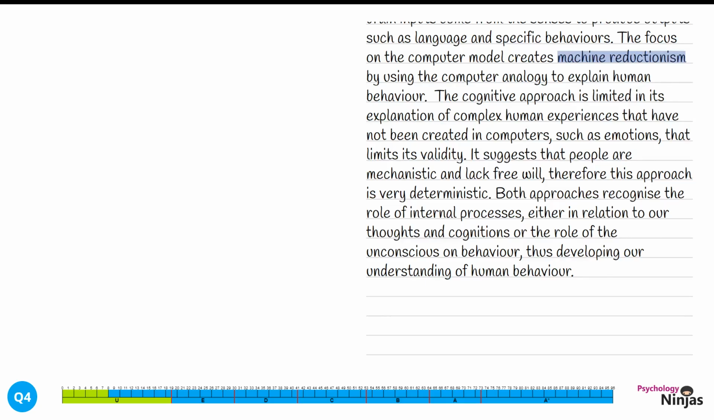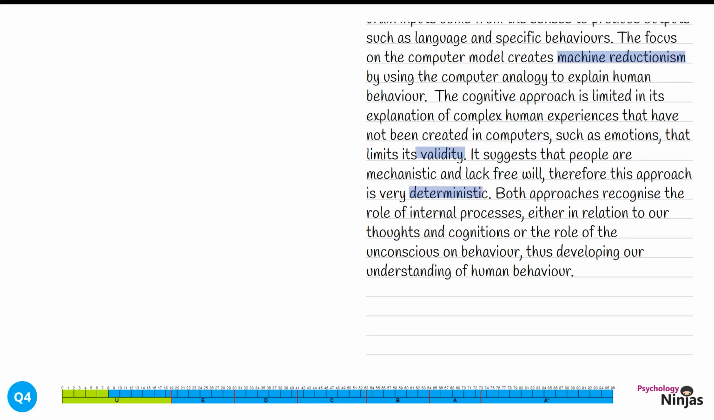Both approaches recognise the role of internal processes, either in relation to our thoughts and cognitions, or the role of the unconscious on behaviour, thus developing our understanding of human behaviour. There's quite a lot going on in our explanation here, so let's break it down. Firstly, we've explained the problem with using machine reductionism, in that it limits the validity or accuracy of explanations of human behaviour by taking this approach. We've gone further and said that this particular approach lacks free will and therefore is deterministic.